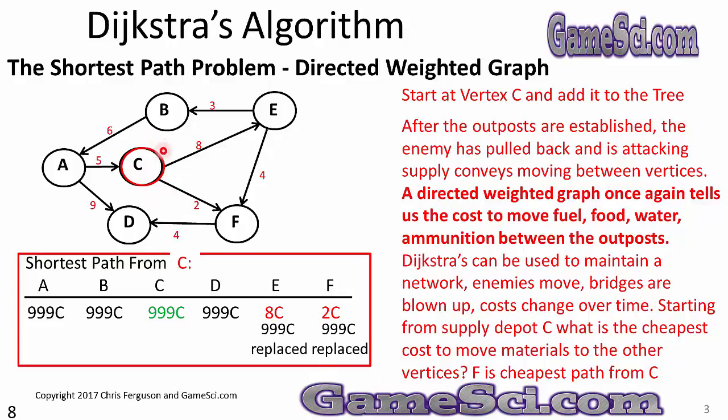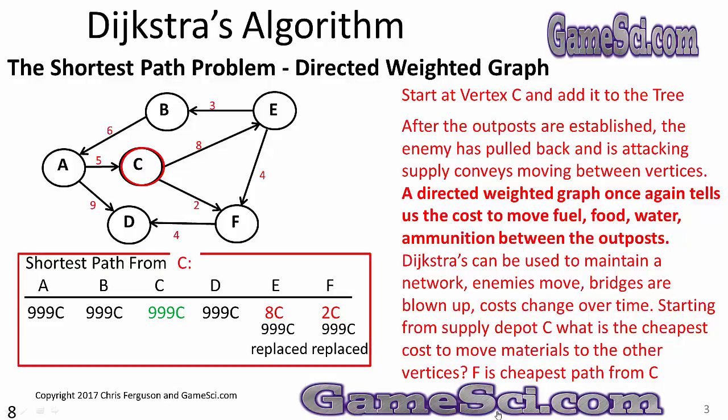Look at C. Right now, Intel is telling us it's a cost of 2 to move to F. That is the current cheapest path. Notice how I've updated the array. From C, it costs 8 to move to E. Update the cost to move to E to 8. I'll replace the 99C. From C to F, the cost is 2. So I'll remove the 999C and say update with a cost of 2.